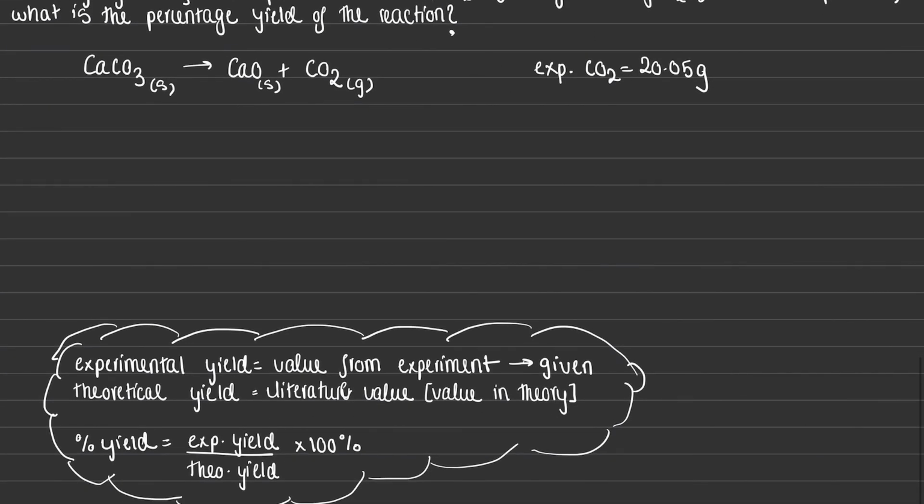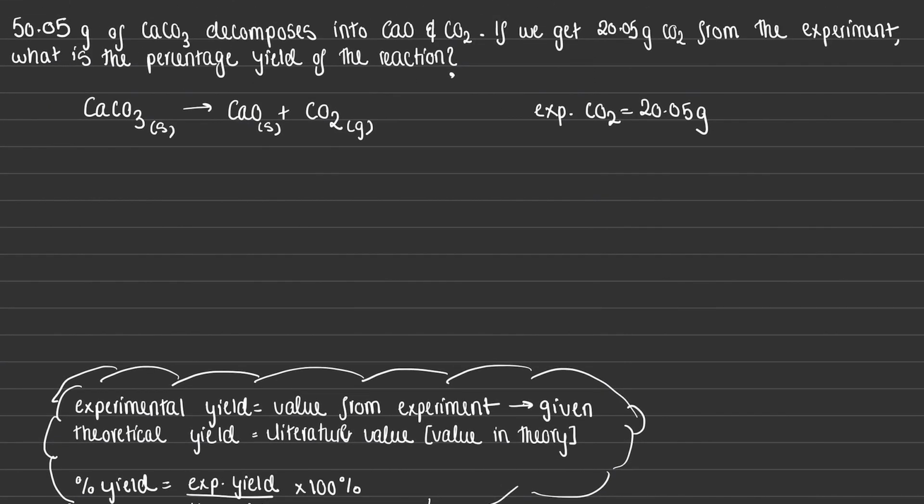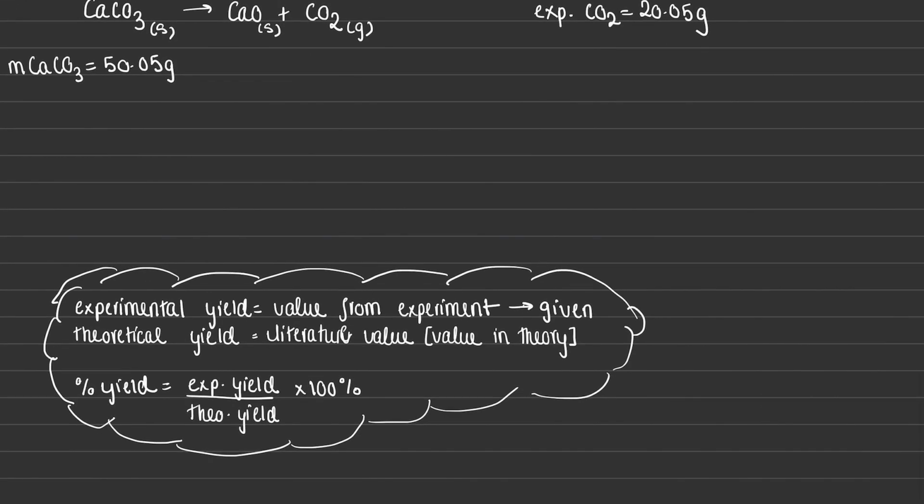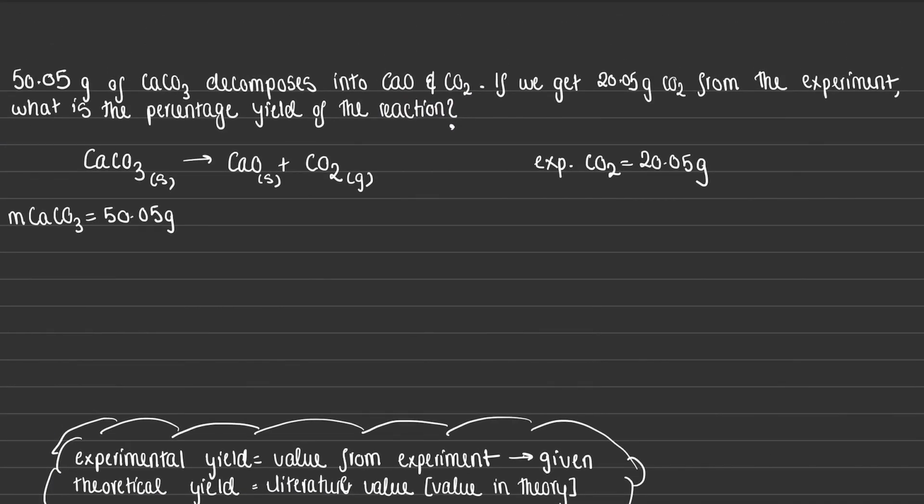So we've been given 50.05 grams of calcium carbonate. So the mass for calcium carbonate is 50.05 grams. And to calculate the percentage yield, we need to find the theoretical yield because only then we can apply the formula for percentage yield. So we've been given the experimental yield, and to find the value that it was supposed to reach, we will need to use stoichiometry.